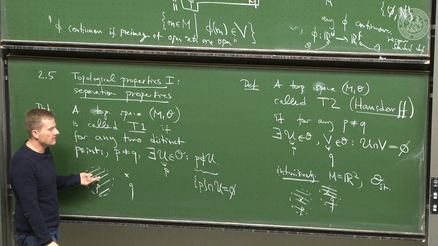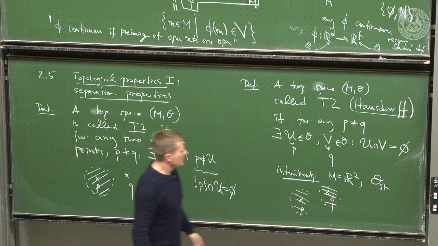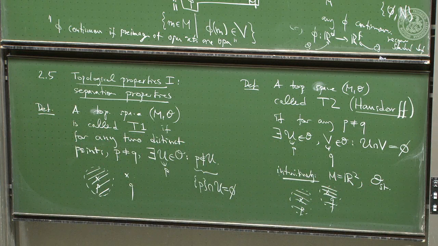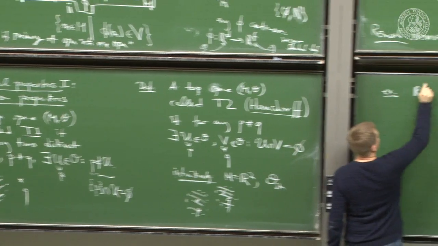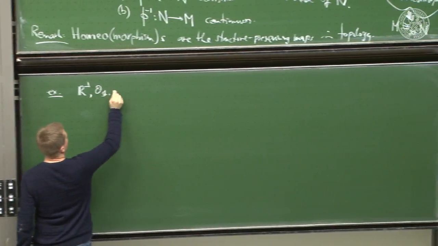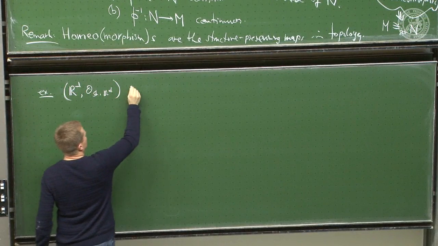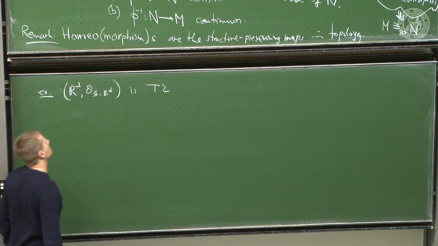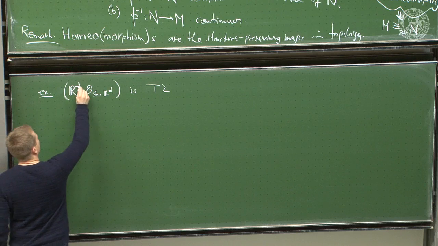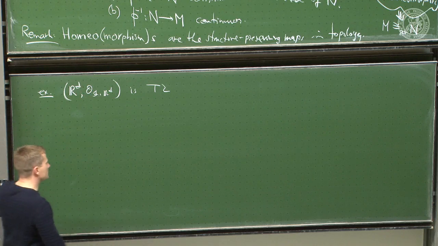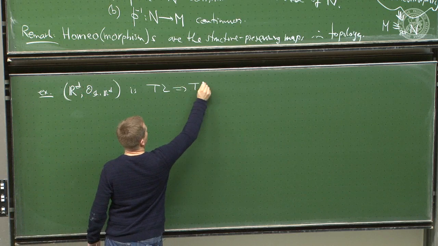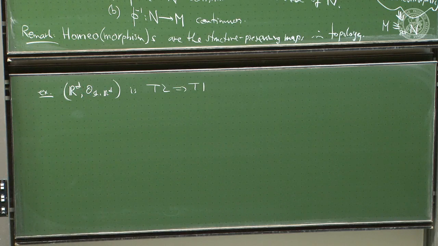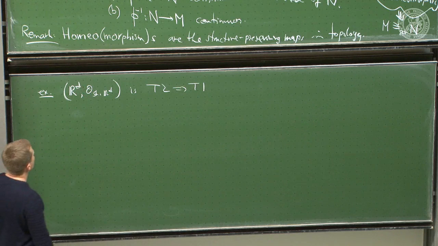this doesn't lie in there. And there are examples for sets that are T1 but not T2 and so on. So, example: R^d with the standard topology is T2, and hence it's T1, right? T1 is weaker than T2.